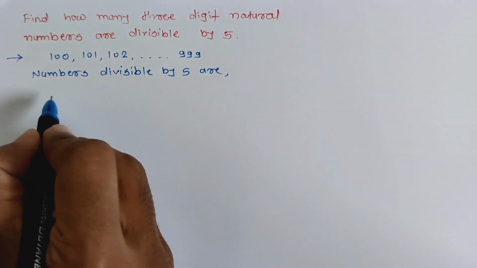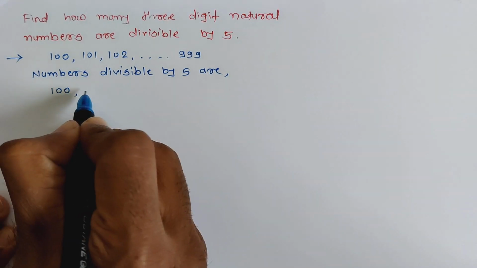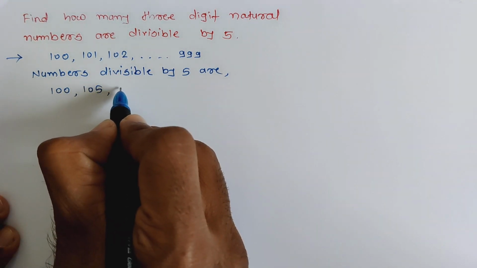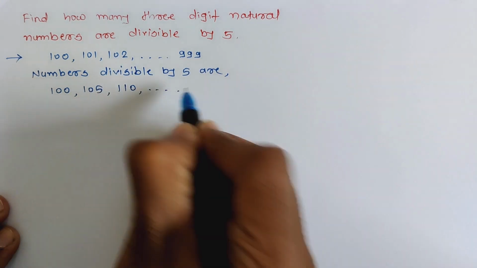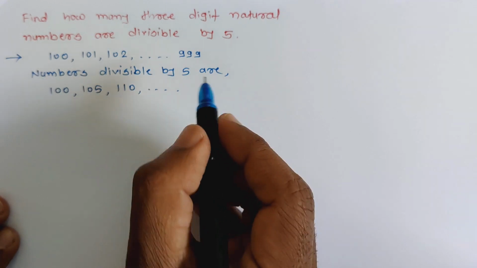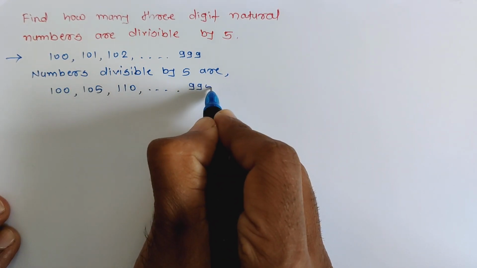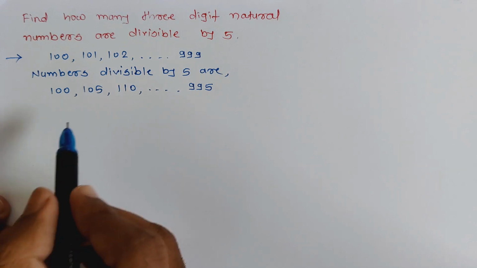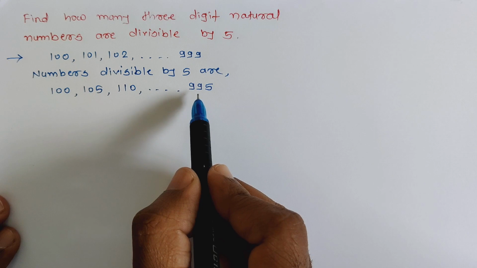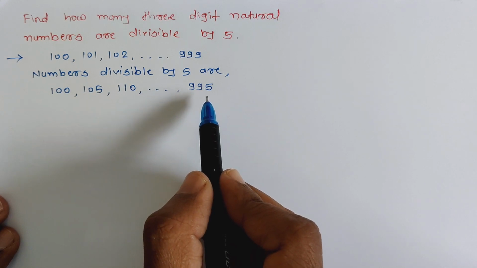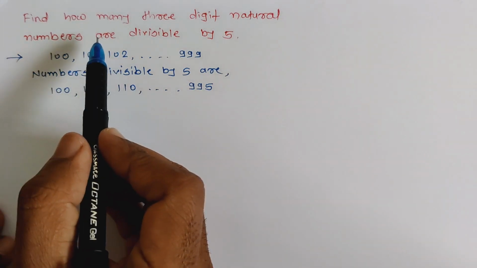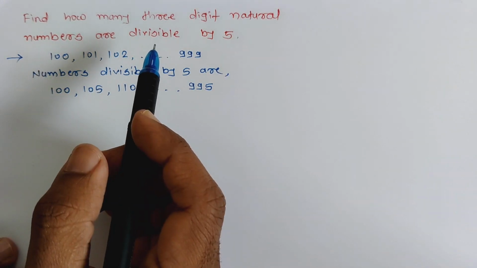So out of these, 100 is the first number which is divisible by 5. Then after that we have 105, which is again divisible by 5. Then next number is 110, up to the last 3-digit number which is divisible by 5, which is 995. So 100 is the first number and 995 is the last number which are divisible by 5 and which are 3-digit numbers. And we have to find how many 3-digit natural numbers are there which are divisible by 5.